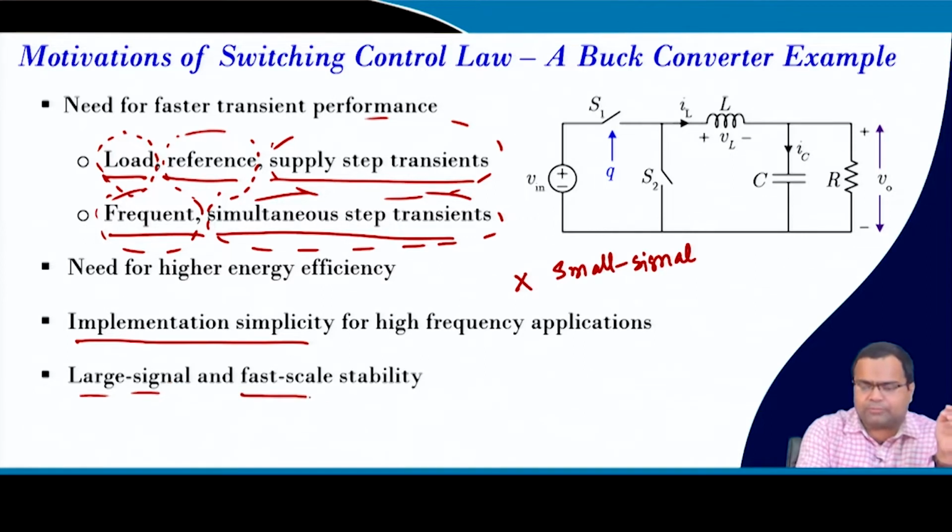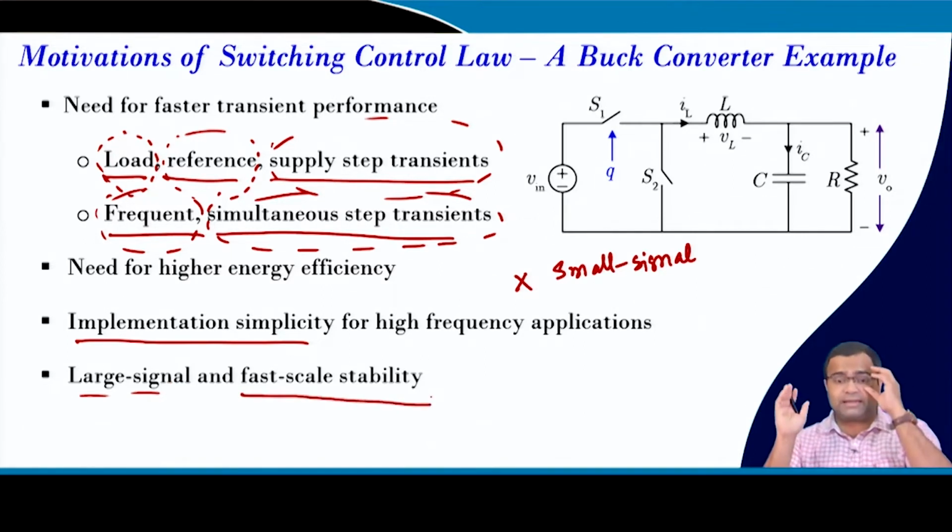And we also talked about fast scale stability, that means at steady state we should not end up with subharmonic oscillation. Because that will increase the ripple, degrade efficiency, and also degrade the power spectrum, because it will make the design of the input filter very complex. So these are the motivations.